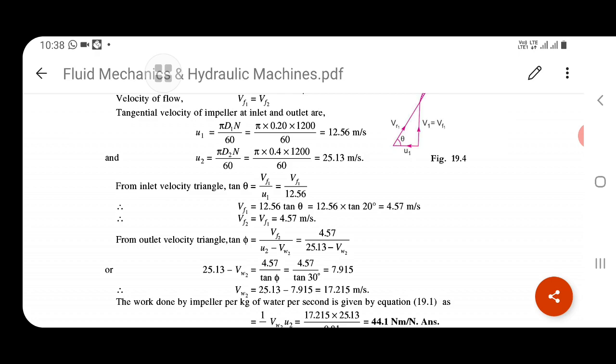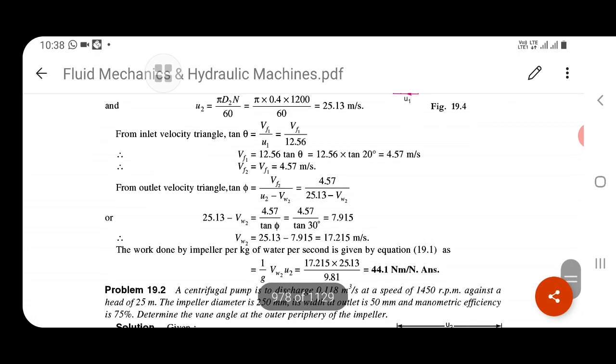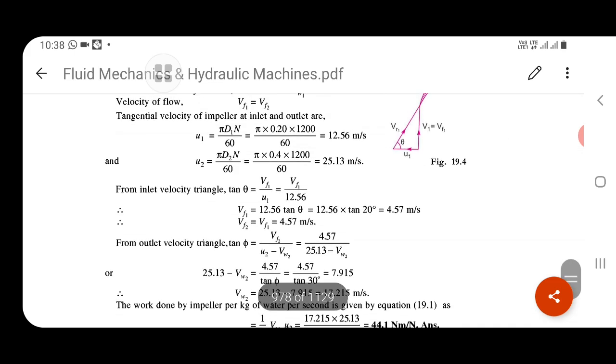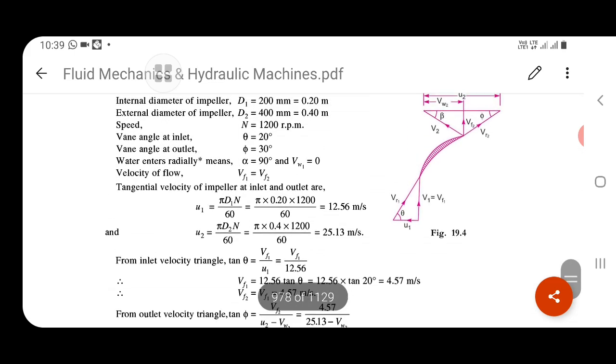So Vw2 is 17.215. Whenever Vw2 is obtained, the work done formula is Vw2 U2 upon g. So put the values: 17.215 into 25.13 divided by 9.81. The answer is 44.1 Newton meter per Newton. So write down the solution.